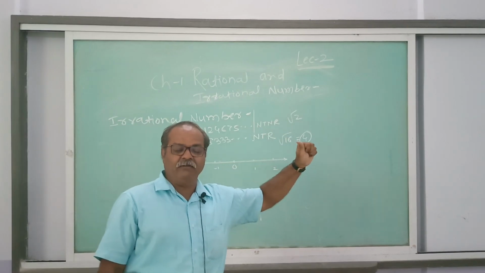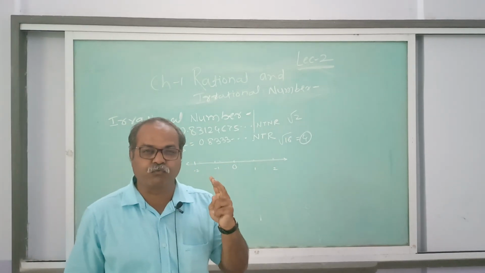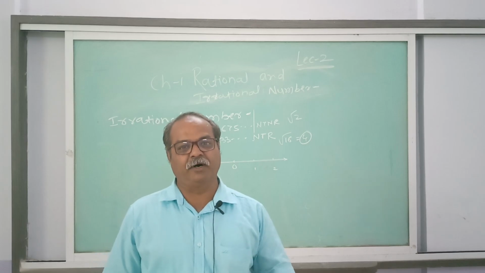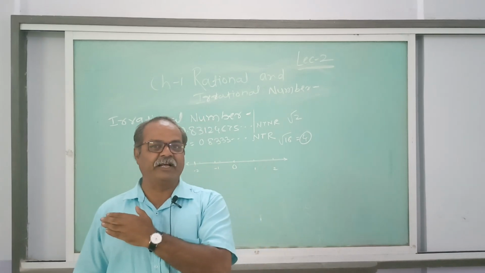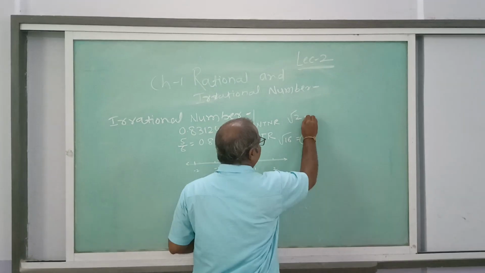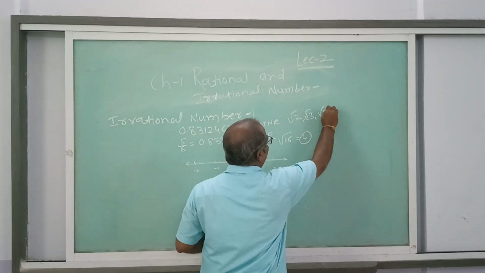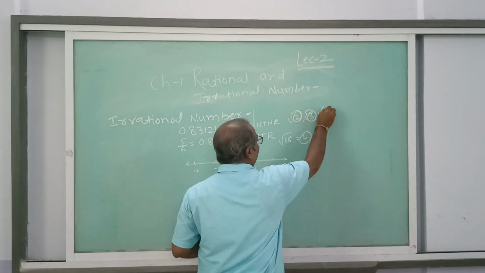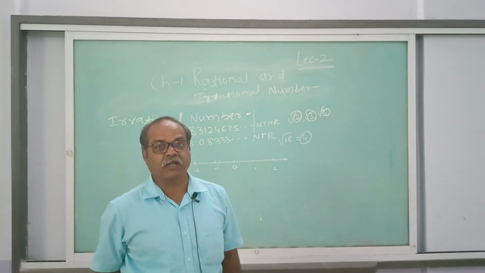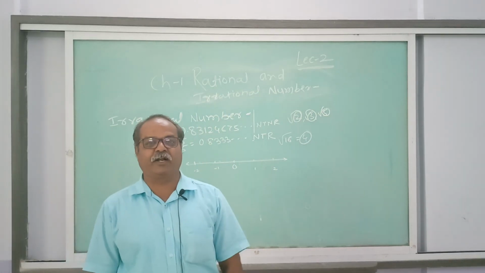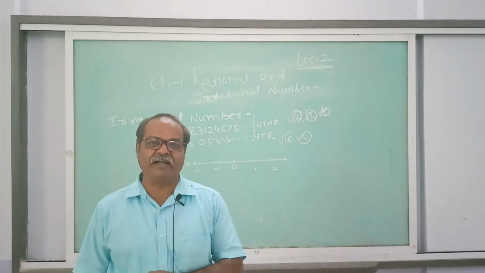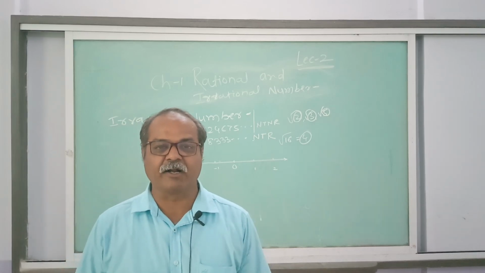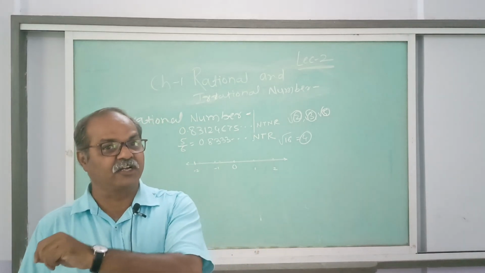So root 3 is an irrational number, root 5 is an irrational number, root 6 is also an irrational number. So root 2, root 3, root 5. These numbers which are under the square root are non-perfect square numbers. So we define non-perfect square numbers as irrational numbers.